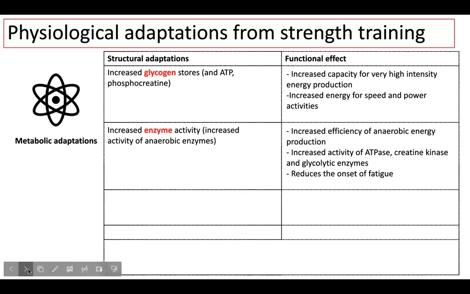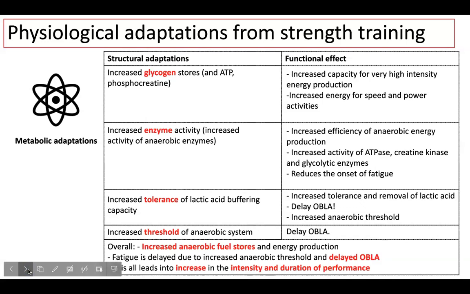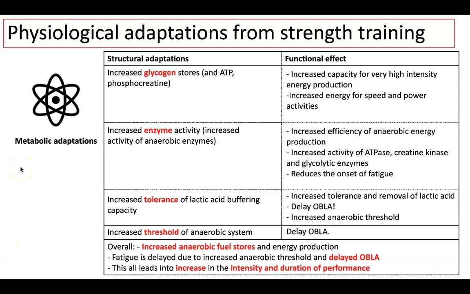This helps to reduce the onset of fatigue. Increased tolerance of lactic acid buffering capacity, which means you've got an increased tolerance and removal of lactic acid, so this delays OBLA, increased anaerobic threshold, increased threshold of the anaerobic system, which means you've got a delayed OBLA, and then overall this effect of the metabolic adaptations is increased anaerobic fuel stores and energy production. Fatigue is delayed due to increased anaerobic threshold and delayed OBLA. This all leads to an increase in intensity and duration of performance.